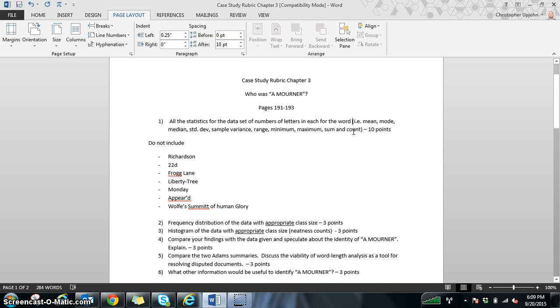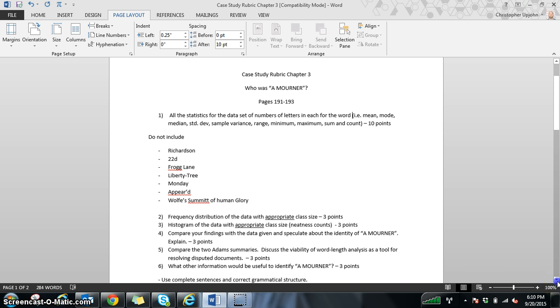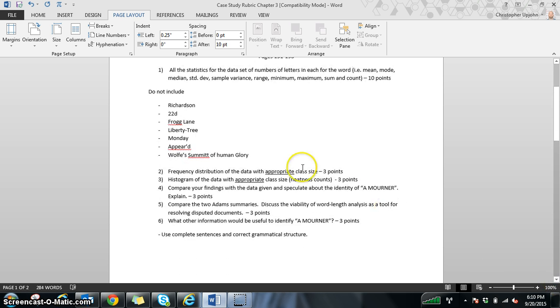It's the same stuff that's in the book for the other letters. And all you do is just give me the data. 10 things, 10 points, right or wrong. There's no gray area. Then you make a frequency distribution of the data, of the number of letters, with appropriate class size. There's not just one right answer. It's whatever makes sense.